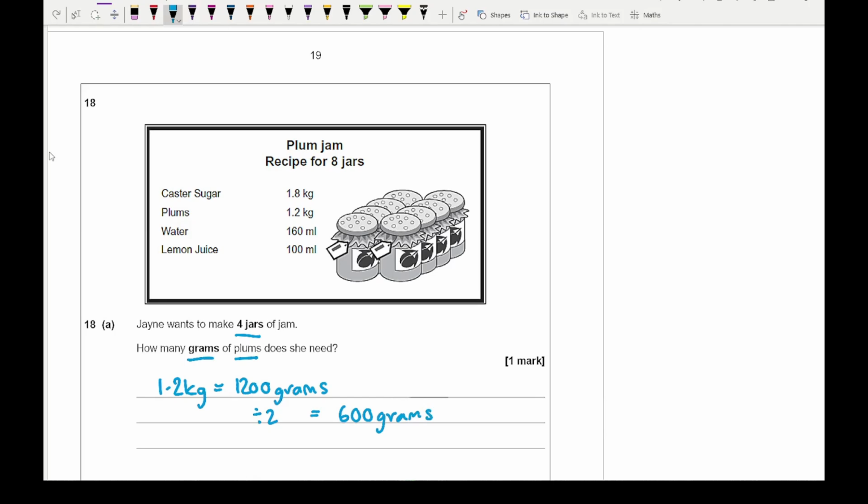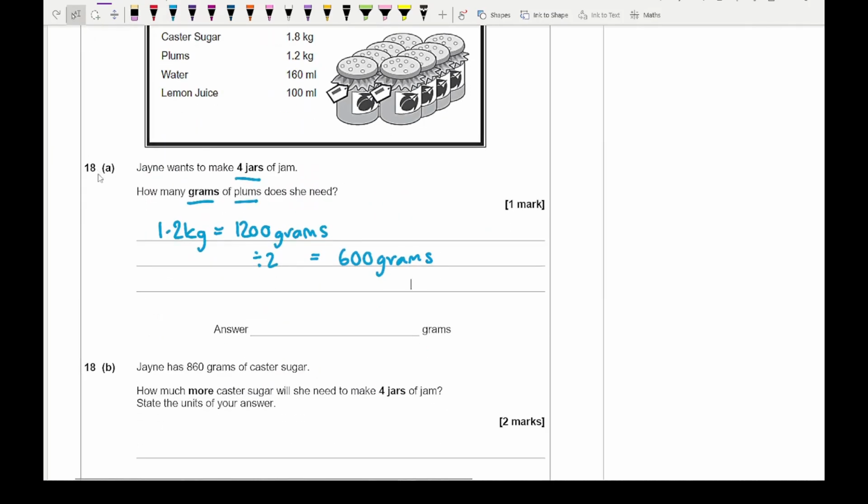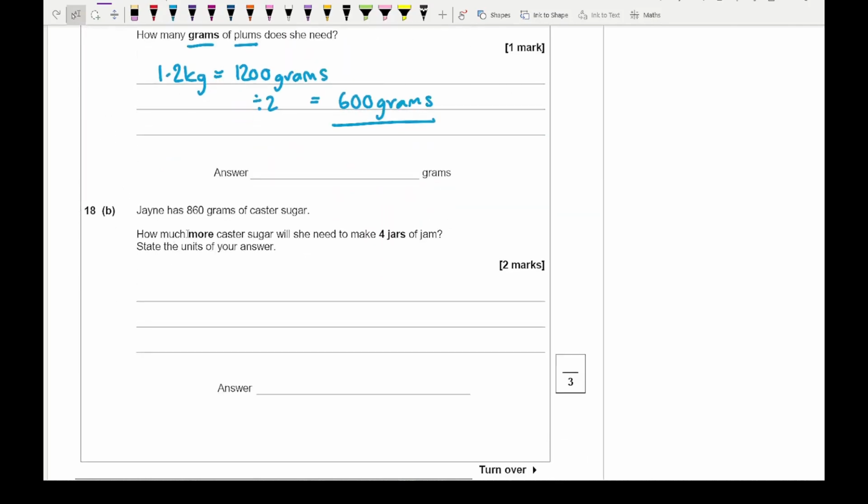If you divided 1.2 by 2 and got 0.6 and then converted it into grams, then that would be absolutely fine. So the answer then is 600 grams. It then says that Jane has 860 grams of caster sugar. How much more caster sugar will she need to make 4 jars of jam? State the units of your answer.